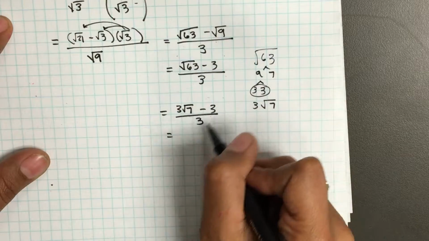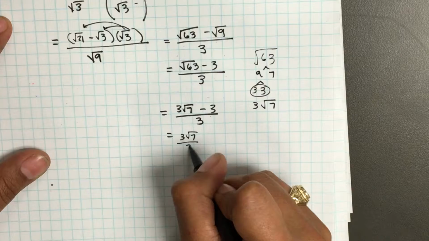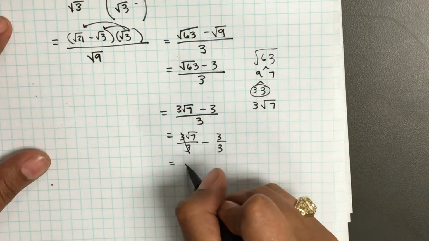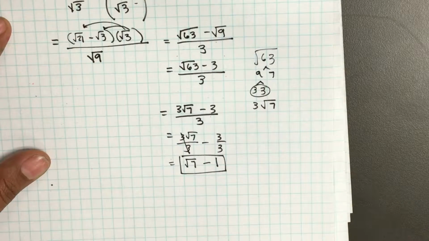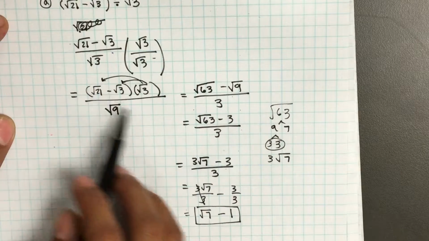To see this better and how these would eventually cancel out, we have 3 root 7 over 3 minus 3 over 3, and then these would cancel. We get square root 7, since 3 divided by 3 is 1, and that's our final answer. That is for problem A that we did in the classwork.